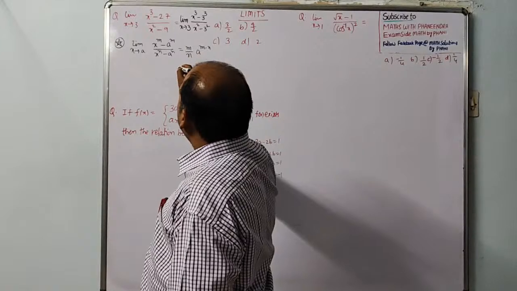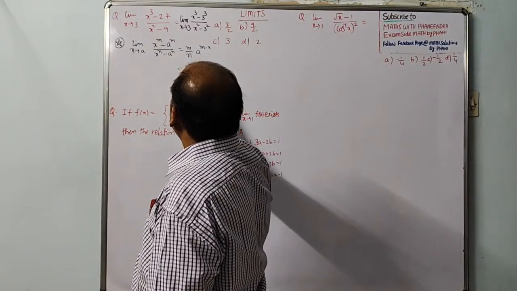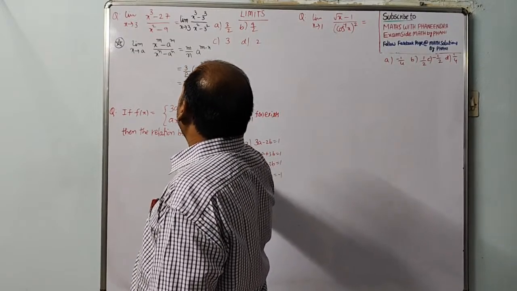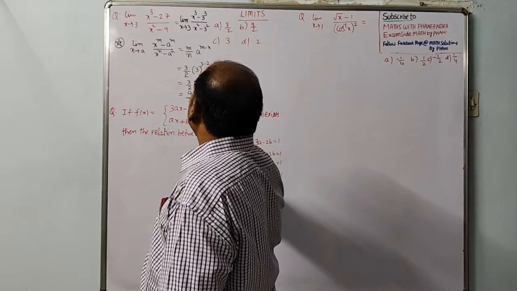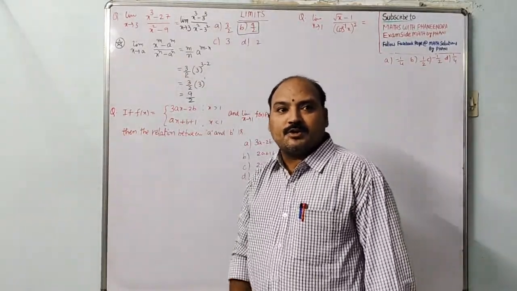So by using this formula, m value is 3, n value is 2, a value is 3 whole power 3 minus 2. So 3 by 2 whole power 3 power 1. So 3 3s are 9, 9 by 2. 9 by 2 is there absolutely in the second option, dear students.